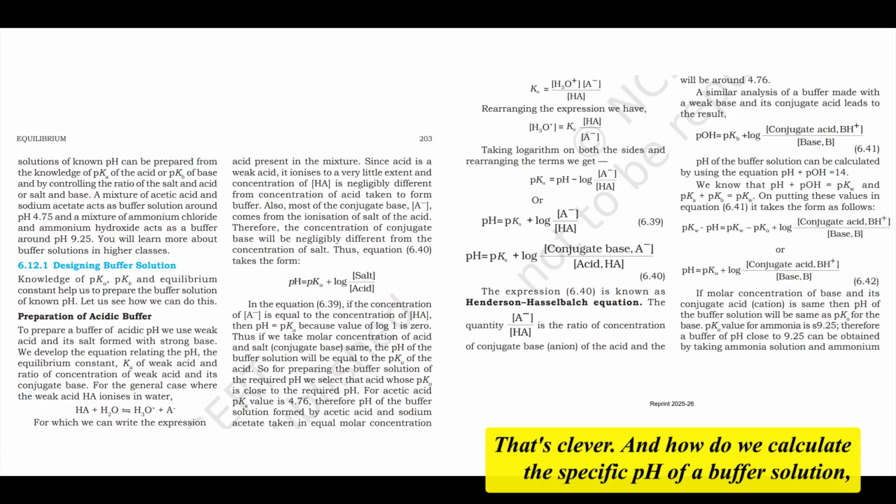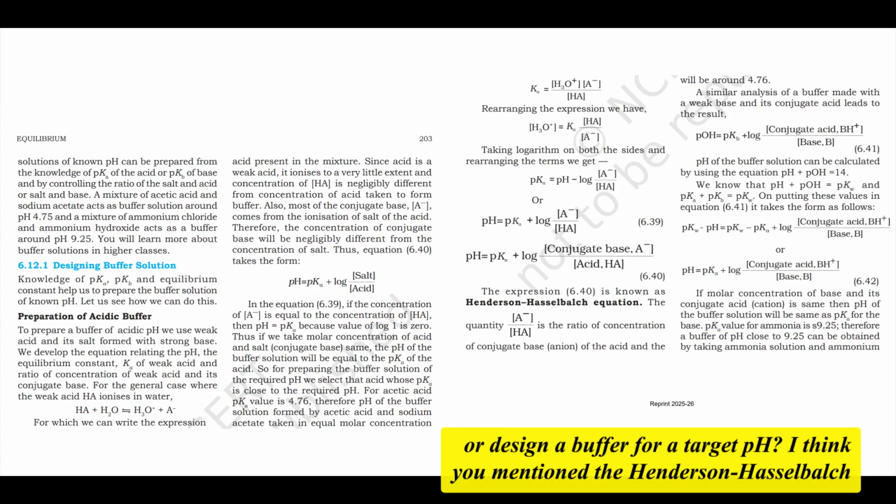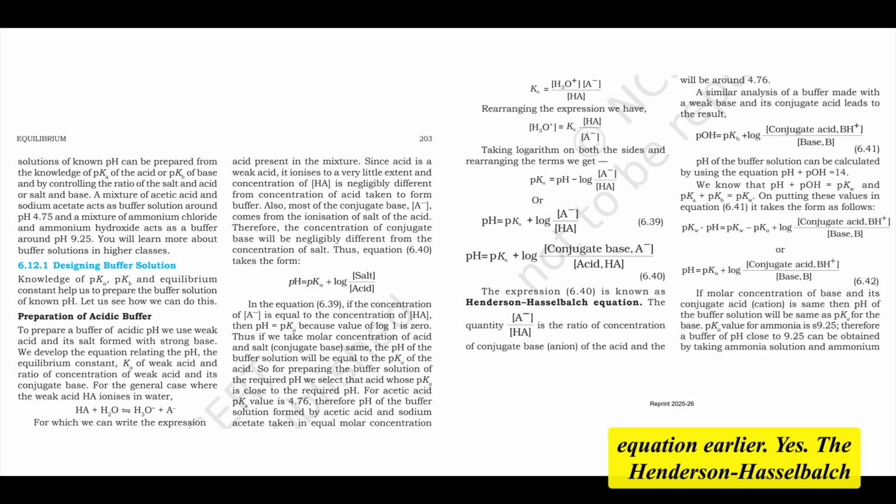That's clever. And how do we calculate the specific pH of a buffer solution, or design a buffer for a target pH? I think you mentioned the Henderson-Hasselbalch equation earlier. Yes. The Henderson-Hasselbalch equation is the essential tool for buffer calculations and design. It's derived directly from the Ka expression for a weak acid. For an acidic buffer, weak acid HA and its conjugate base A-, usually from a salt, the Ka expression is Ka = [H+][A-]/[HA]. Rearranging for [H+]: [H+] = Ka [HA]/[A-]. Taking the negative logarithm of both sides.